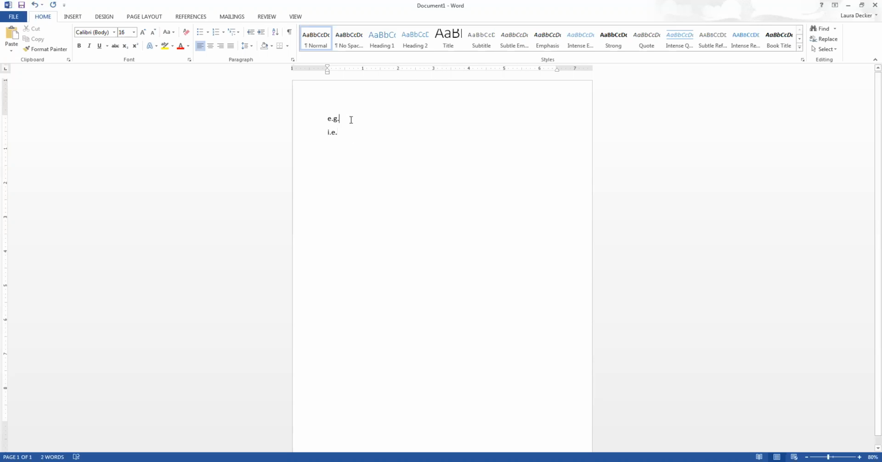Now, the book explains this to you. The e.g. basically means for example, or I often think of example given. That helps me think of the e.g. That's basically what that means. Now, the i.e. means essentially it is or the same as, or that is.